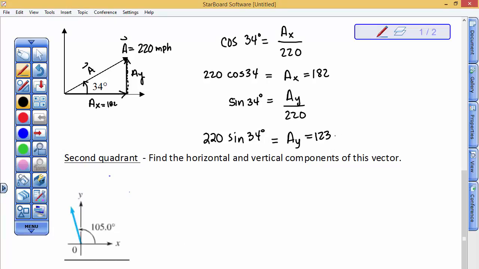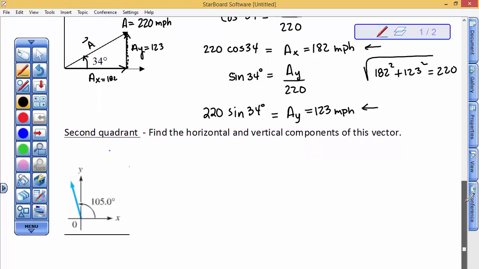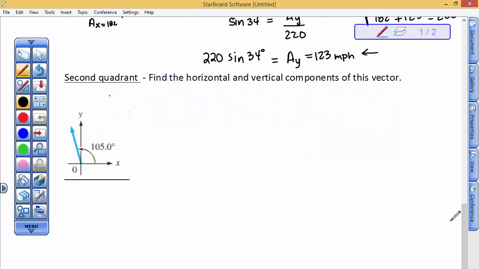I should put the units on here because I chose to put units. So doesn't it make sense that this line looks like it's 123 and this line's 182 when this one's 220? And for that matter, you could try these two numbers in the Pythagorean theorem in your program that you've written, or you could take 182 squared plus 123 squared, take the square root, and it should equal 220. All right, so let's see what happens when we go into the second quadrant, third quadrant, and fourth quadrant.